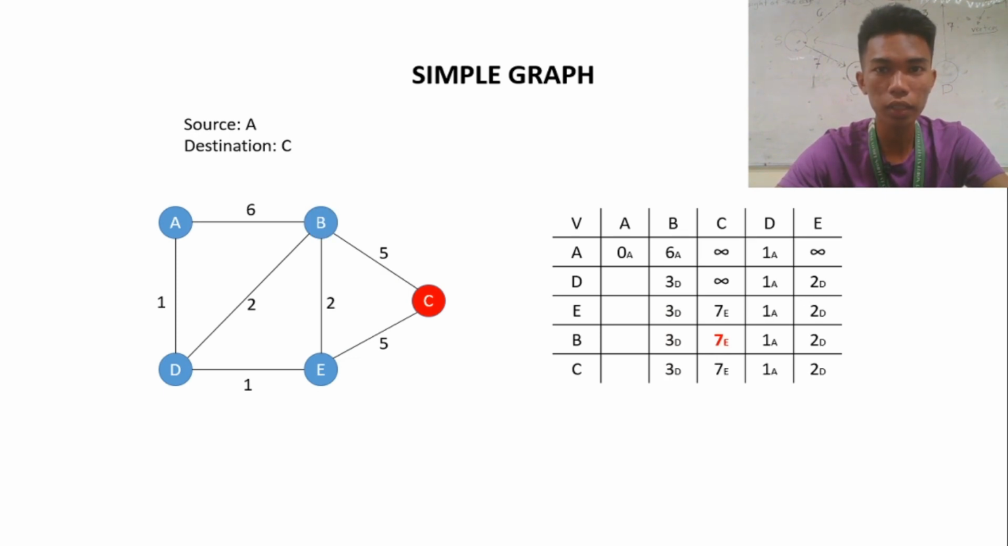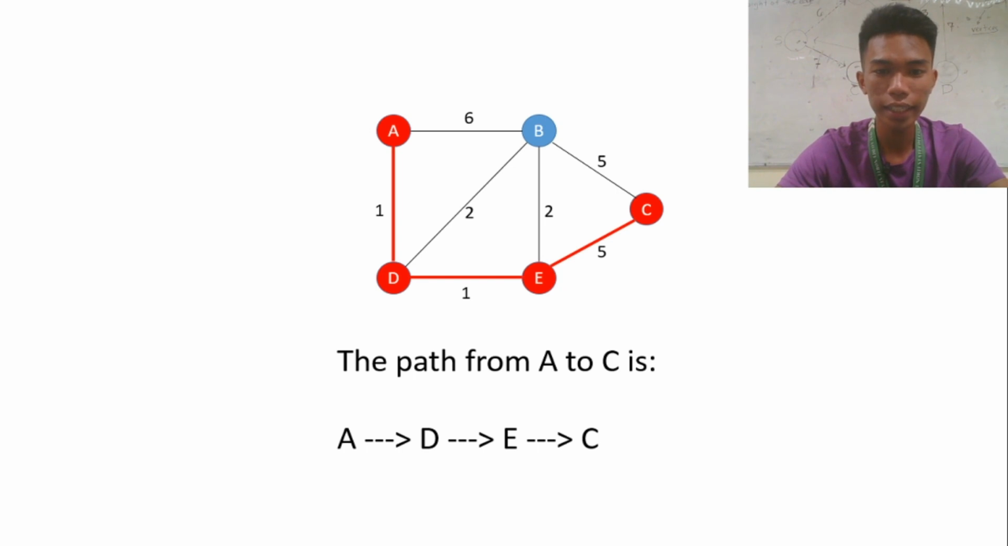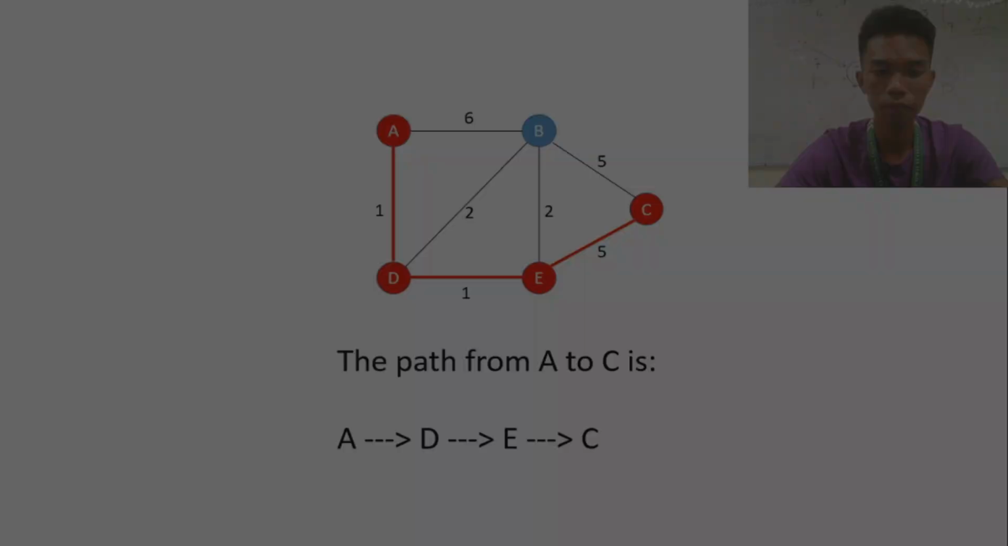So, the shortest path from vertex A to vertex C is A to D to E to C, with a total distance of 7. Now, my partner will add more examples to help you understand this algorithm more deeply.